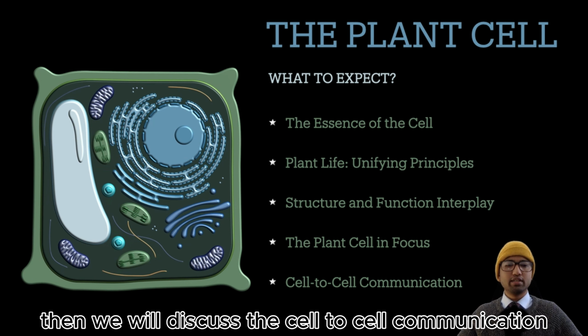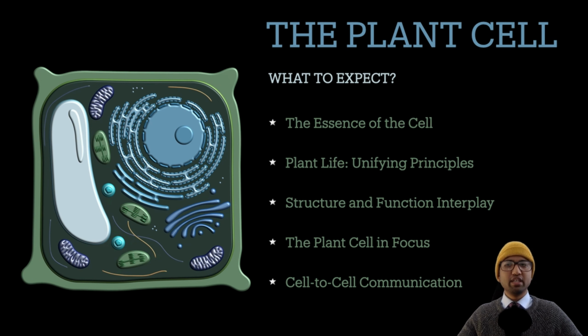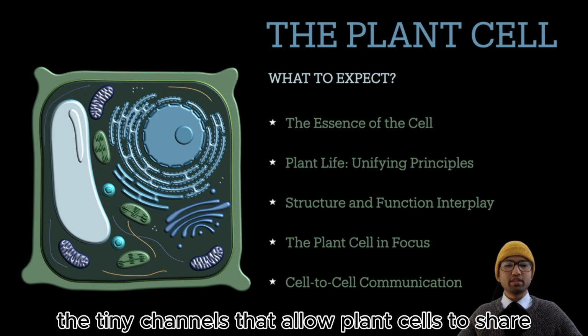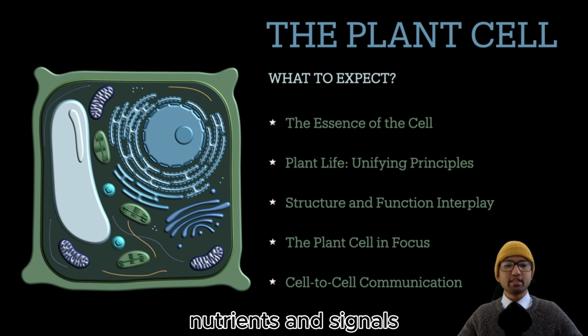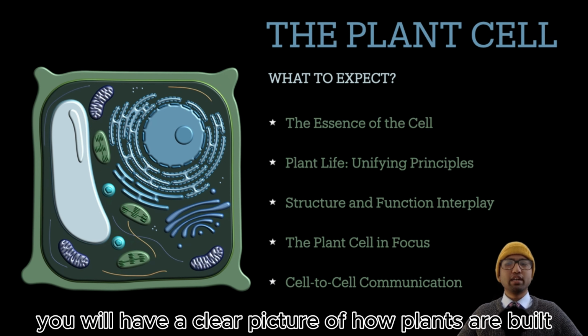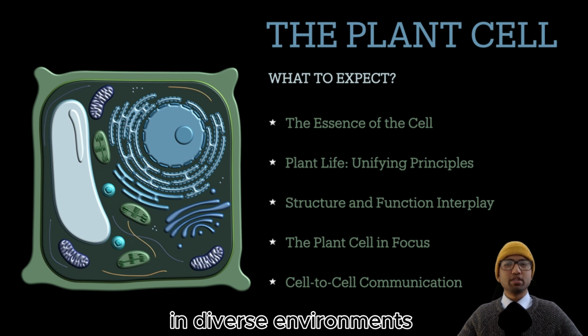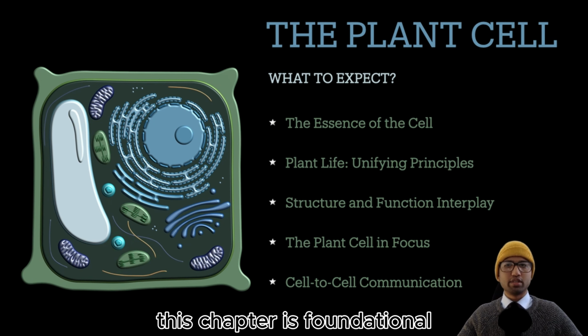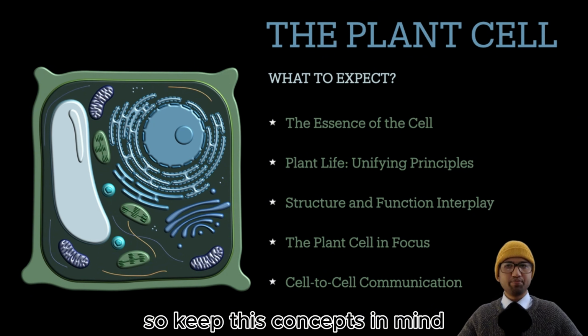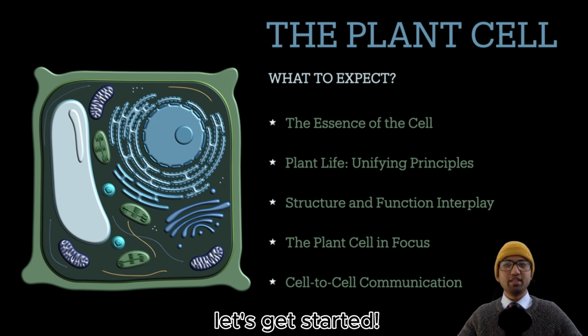Then we will discuss cell to cell communication, where we will also introduce plasmodesmata, the tiny channels that allow plant cells to share nutrients and signals, creating a highly coordinated system. By the end of today's lecture, you will have a clear picture of how plants are built from the cellular level up and how their unique structures enable them to thrive in diverse environments. This chapter is foundational, so keep these concepts in mind as they will connect to everything we will discuss later in the course. So, let's get started.